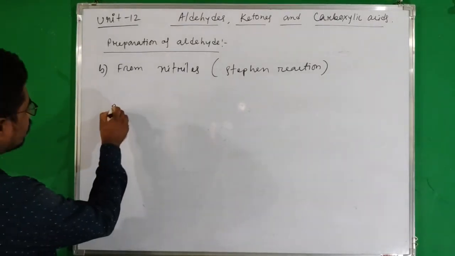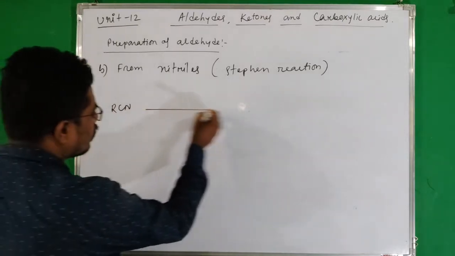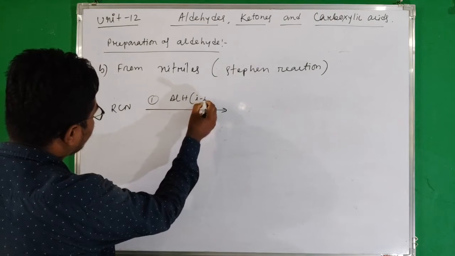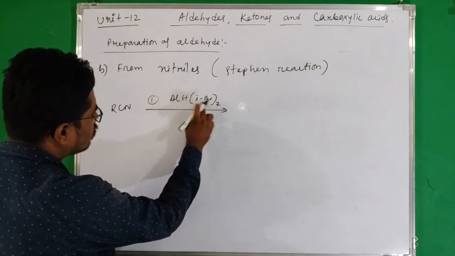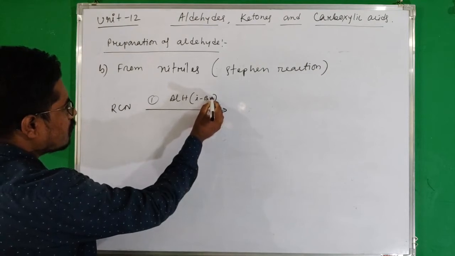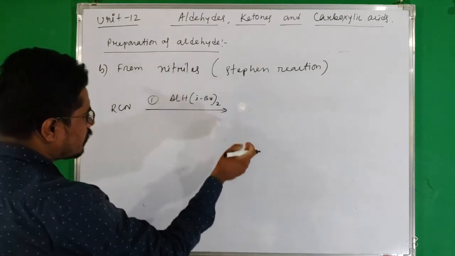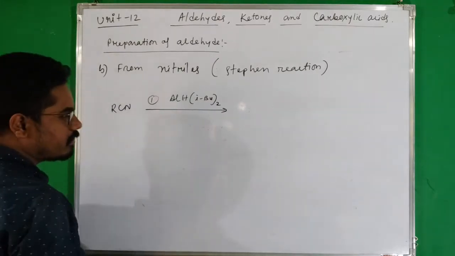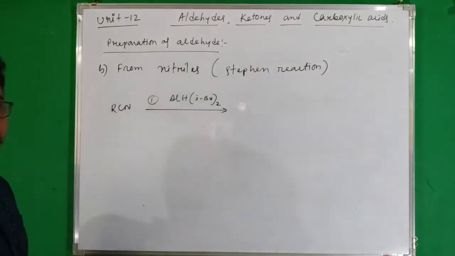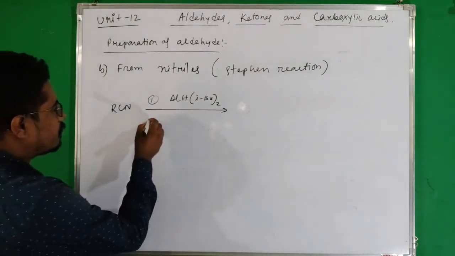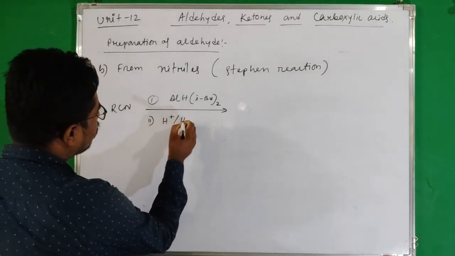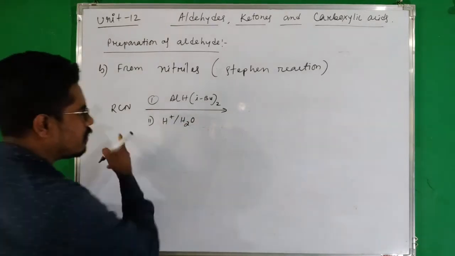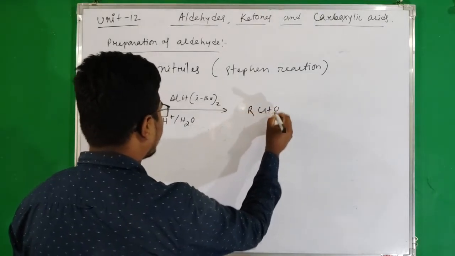Suppose we have a nitrile, and at first we are using diisobutyl aluminum hydride. This represents isobutyl; there are two isobutyl groups, therefore diisobutyl aluminum hydride. Then the nitrile will convert into an imine, and after that in the second step, acid hydrolysis, the nitrile will convert into aldehyde.